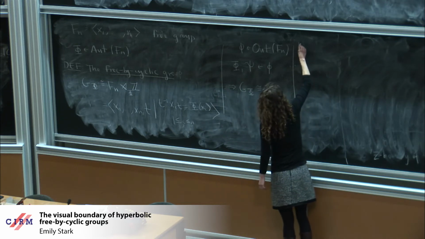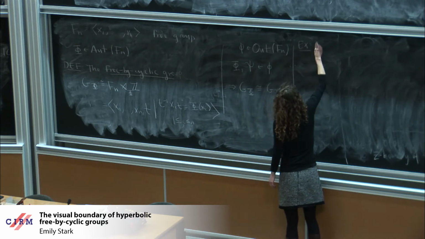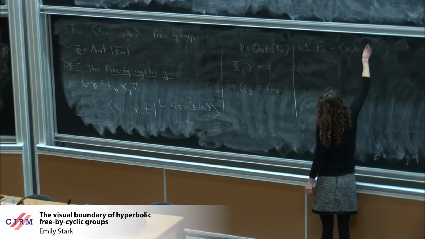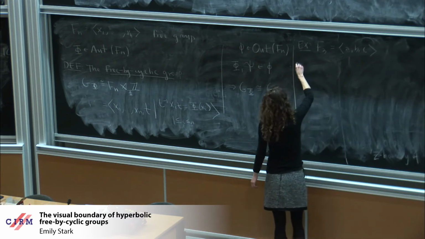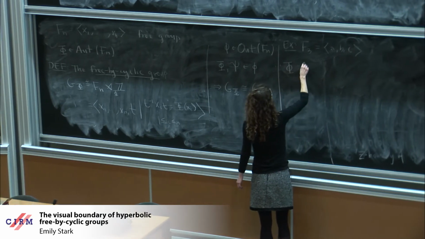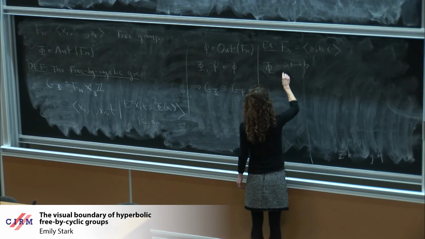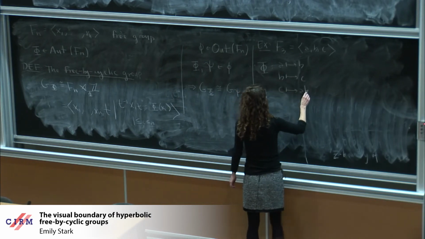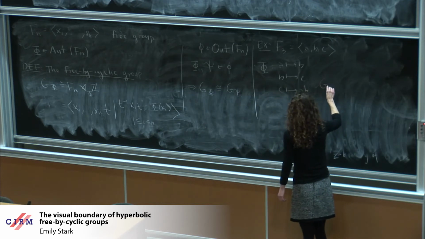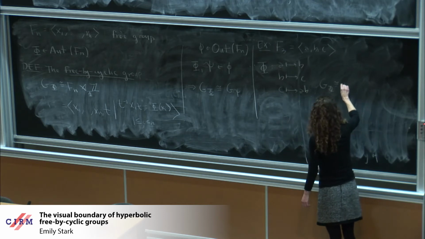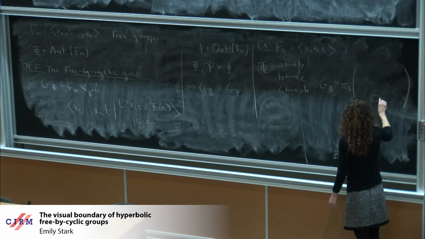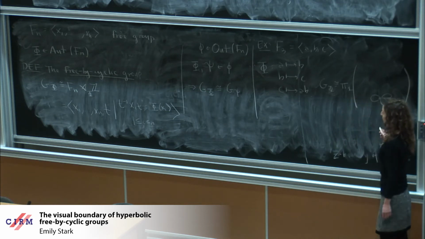Here's an example. The free group of rank 3 can be generated by the letters A, B, and C. And let phi be the automorphism that maps A to B, maps B to C, and maps C to the word AB. Every free-by-cyclic group can be thought of topologically as the fundamental group of a mapping torus of a homotopy equivalence from a graph to itself.